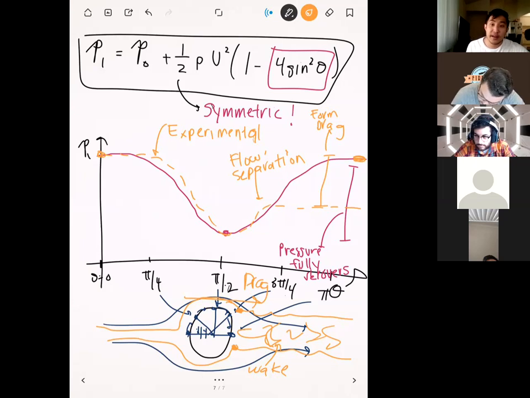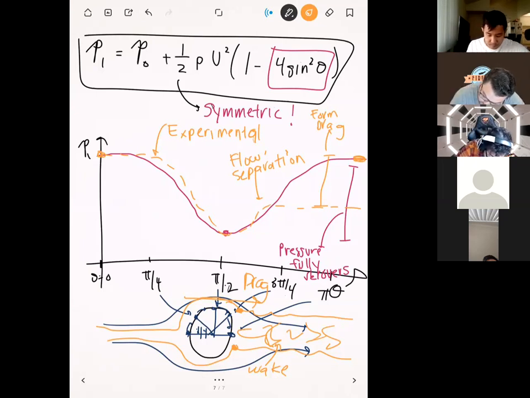If you're designing an airplane, you want to avoid this at all costs, because if you have separation and a wake, that means your plane is stalling, which is very, very bad. And so a lot of times you design your airfoils and your airplane wings to make sure that this doesn't happen.